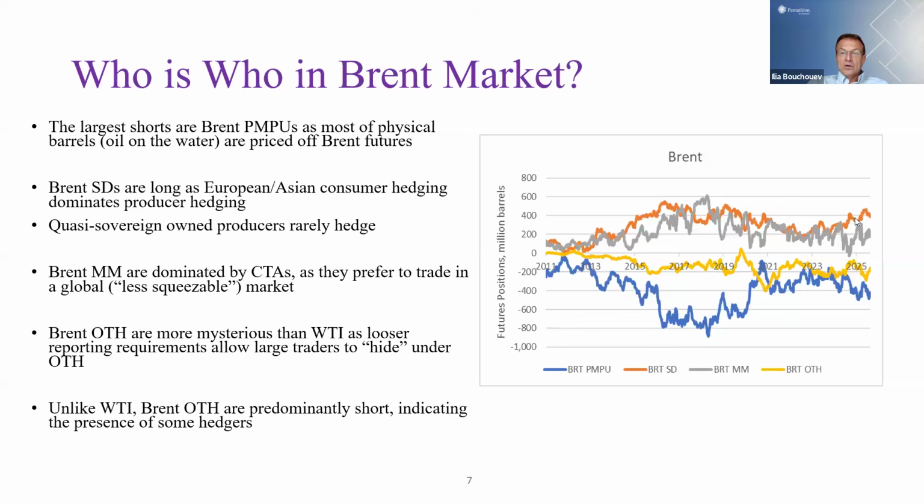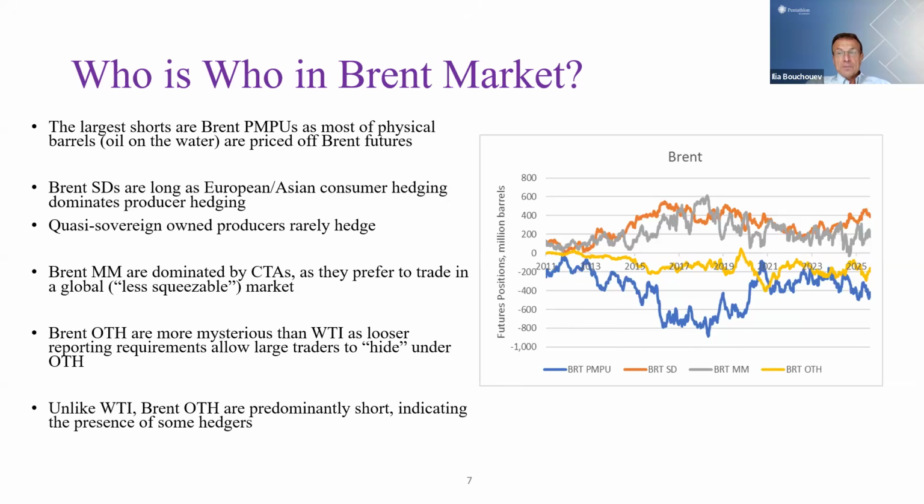Also, in contrast to WTI, look at the orange line. That's Brent swap dealers. So the Brent swap dealers are net long. So the swap dealers, unlike the WTI market, are basically dominated by consumer hedging. That's the opposite of the Keynesian theory, because in Europe and Asia, a lot of oil production is owned by the sovereign, and the sovereigns really don't hedge, with the exception probably of Mexico, and we'll cover it in one of the subsequent videos.